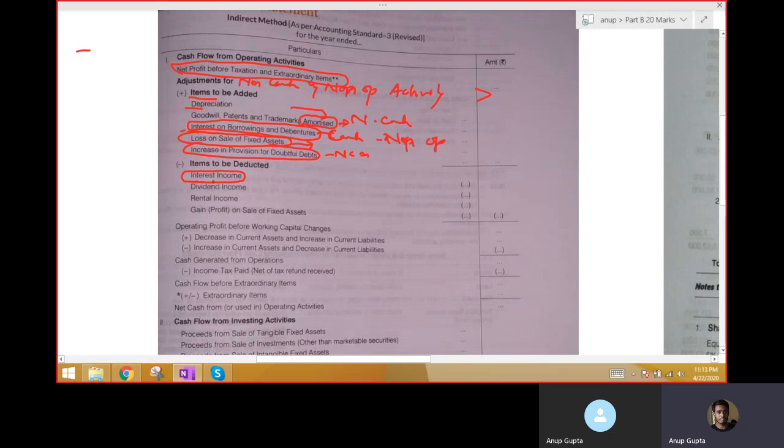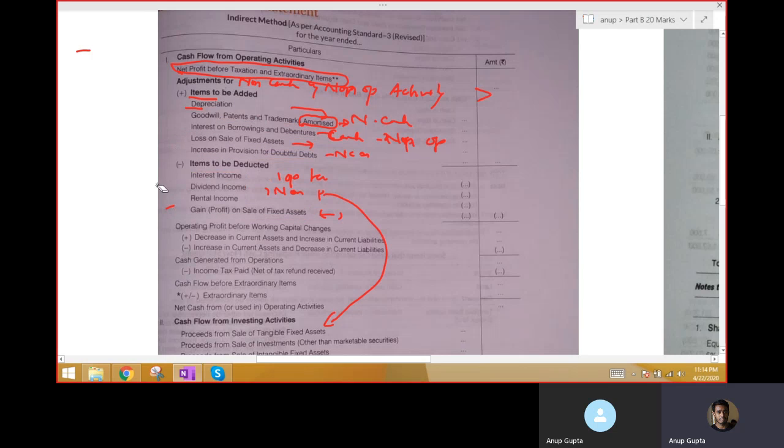Interest income, understand one thing, why it is subtracted: it is a non-operating item, hence it is subtracted from here and added in the investing activity. Same is with the dividend income, it is also non-operating, it is an investing activity, hence we take it out from here and put it in the investing activity. Same is with the rental income. Gain on sale of fixed asset is an extraordinary item, hence it is subtracted. So loss on sale will be added and gain on sale will be subtracted.